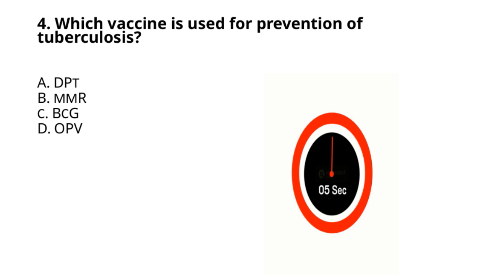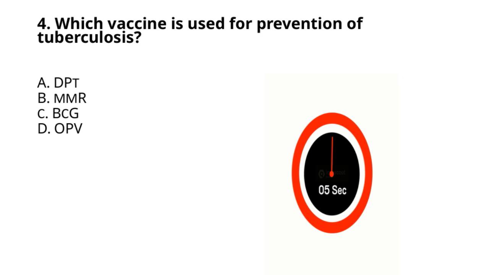The answer is BCG. It's the only vaccine among these that targets tuberculosis, which is a serious infectious disease affecting the lungs and other parts of the body. Understanding which vaccine is used for which disease helps us see how vaccination programs are tailored to prevent specific illnesses effectively. And in this case, BCG plays a crucial role in TB prevention, especially in countries where the disease is more prevalent.